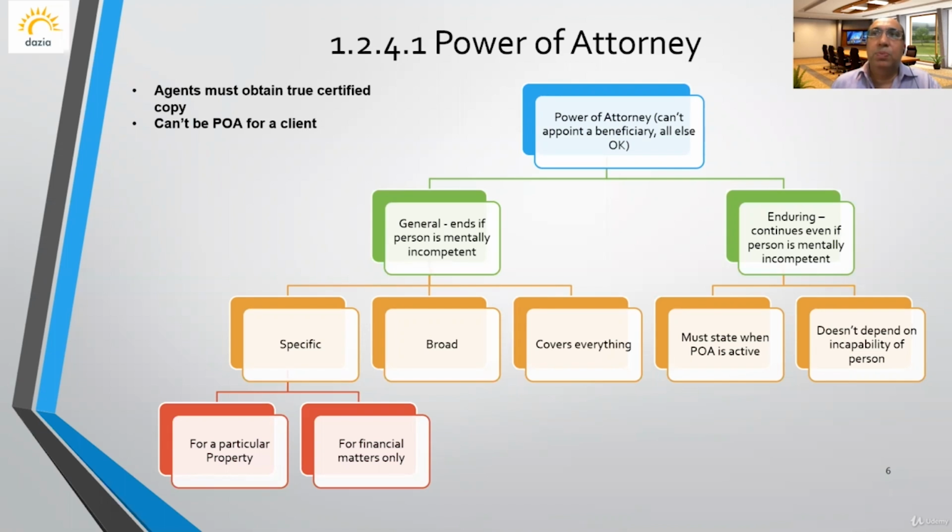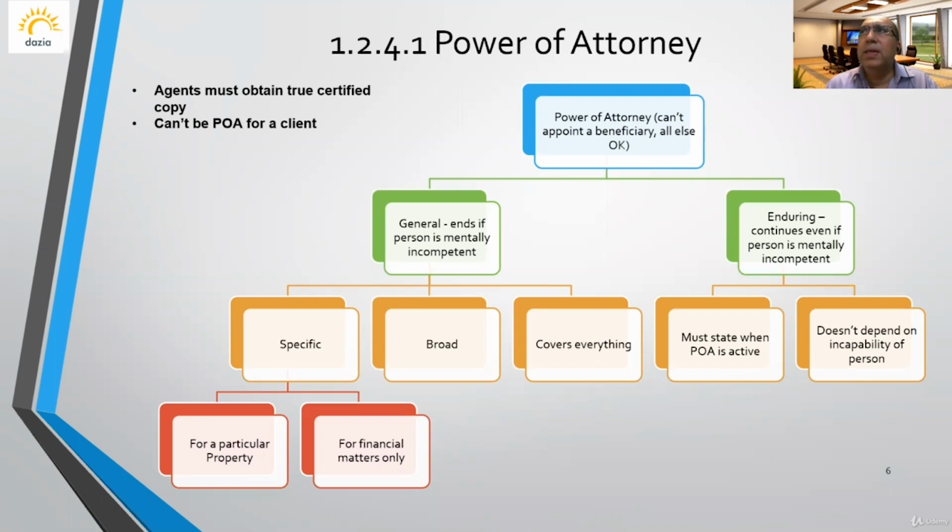Under the general, we have specific. So specific could be for a particular property. So I give you a general power of attorney for my property at ABC Main Street. That is a specific type of POA. If it's for financial matters only, that also is specific. So it can be defined, or it could be a broad one. You can do everything. It basically covers everything.